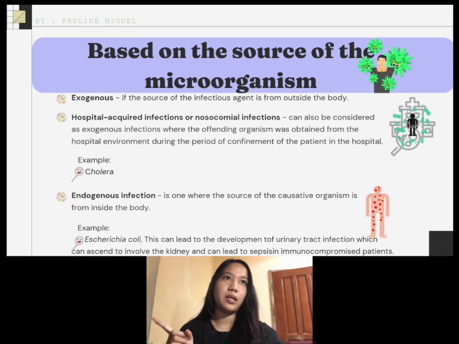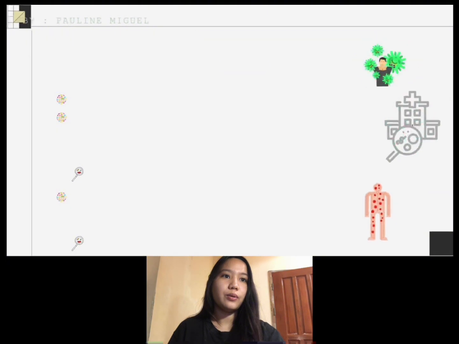So, for example naman ito. Another example is the cancer. Since yung cancer is hindi siya galing sa labas ng body, ang source ng cancer is sa inside ng ating body. Kasi sa loob siya ng body natin, doon lang siya nagiging disease.